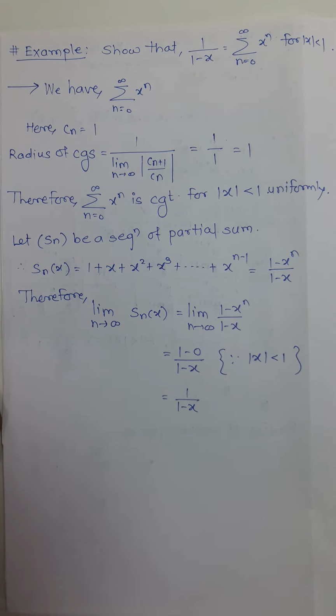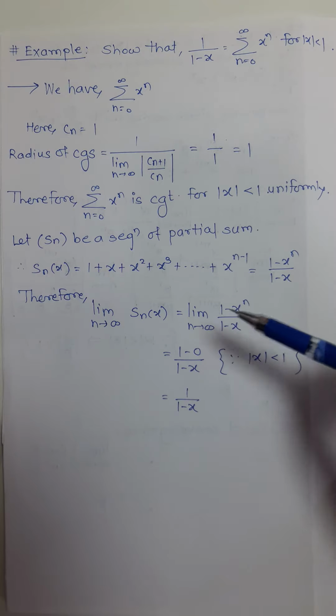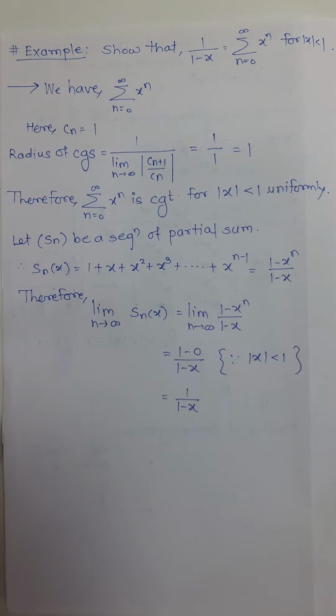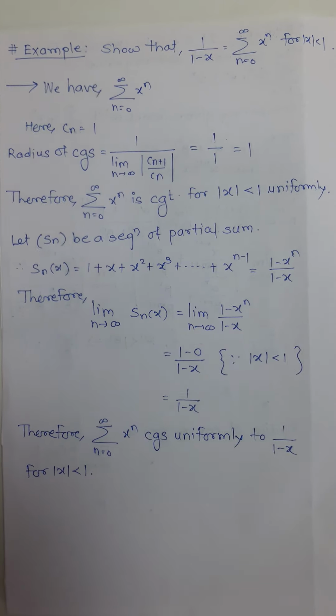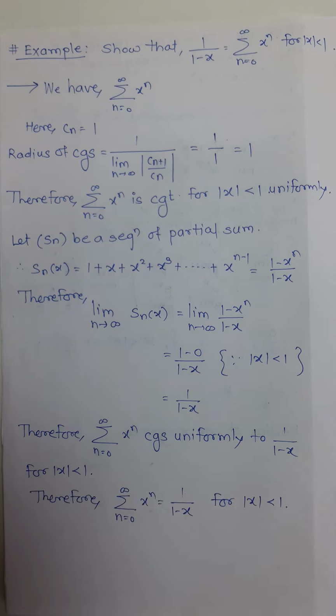So this is the limit of the sequence of partial sums. Therefore, the series also converges uniformly to the same function with the given condition mod x less than 1. So that's why I wrote the same: the series converges uniformly to 1 upon 1 minus x for mod x less than 1. Therefore both of them are equal. In this way, we proved it. Thank you.